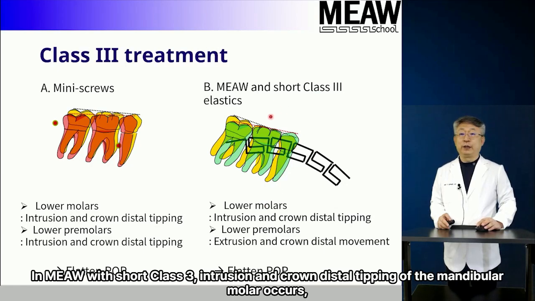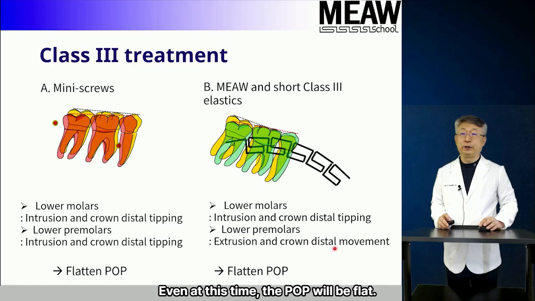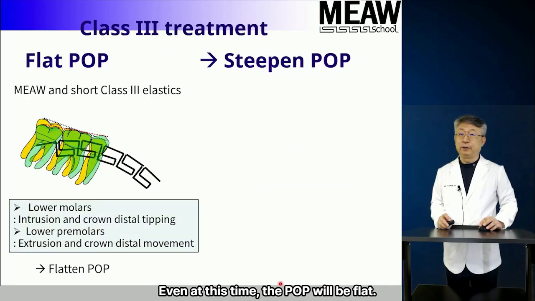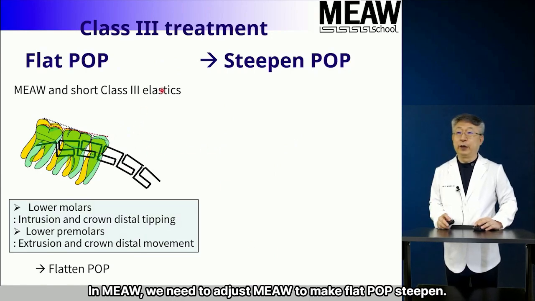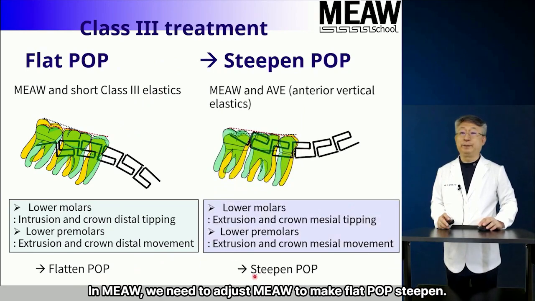In MEAW with short class 3 elastics, intrusion and crown distal tipping of the mandibular molar occurs. The mandibular premolar is extruded, and crown distal tipping occurs. Even at this time, the POP will be flat. In MEAW, we need to adjust MEAW to make the flat POP steepen.